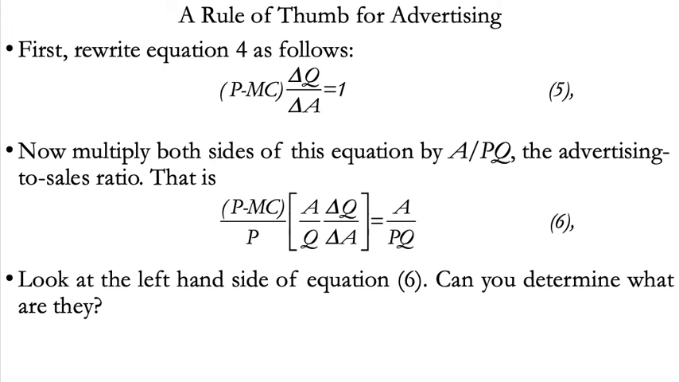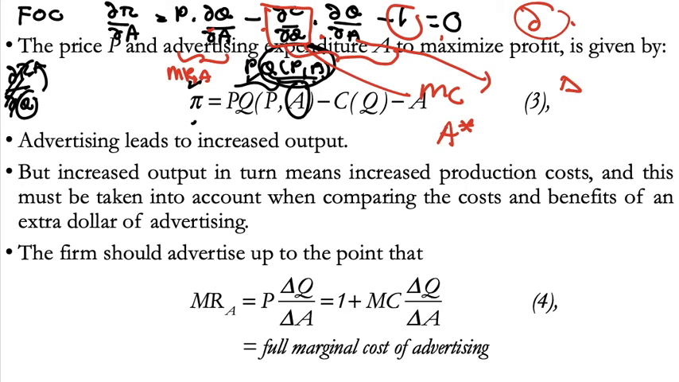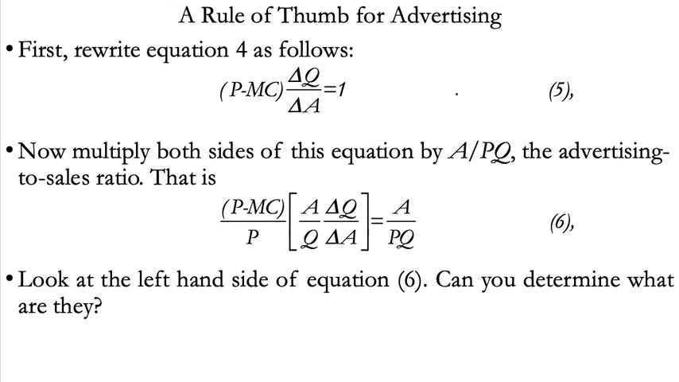Now, if you look back at expression 4 here, okay, let me erase the square. If you look back at expression 4 here, marginal revenue equals marginal cost of advertising, isn't it? Now, what you can do with this is, I want you to rearrange it until you get 5. Okay, and this one is not difficult. How to do it?